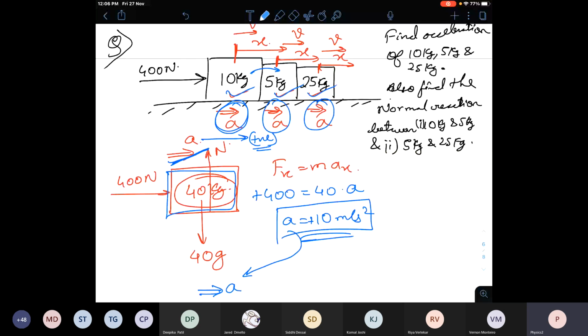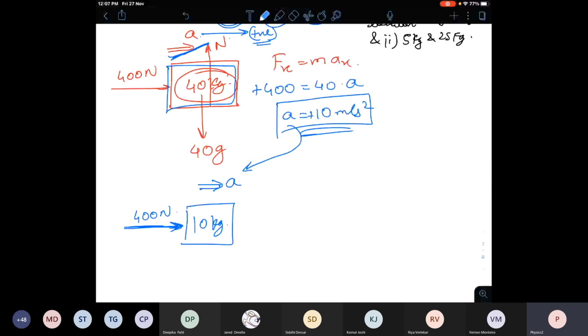If you are not getting it that way, you can understand by the points which I had written for normal: the normal reaction is always directed towards the object. It is directed like this. This is the normal reaction N1. Between the 10 kg and 5 kg, the normal force on the 10 kg block can be seen like this, in the direction towards the object.